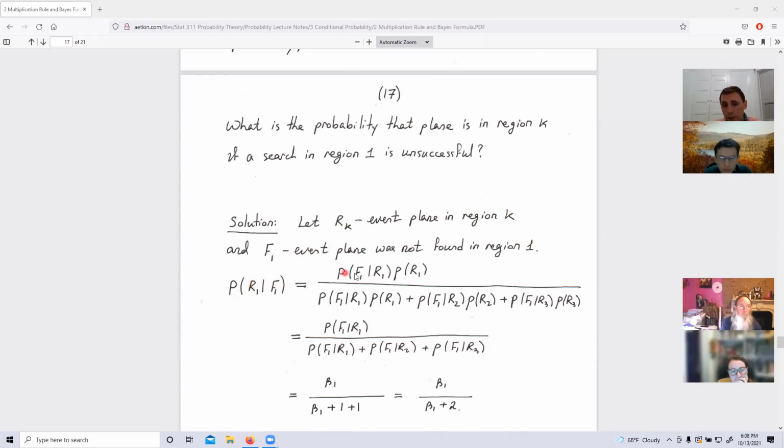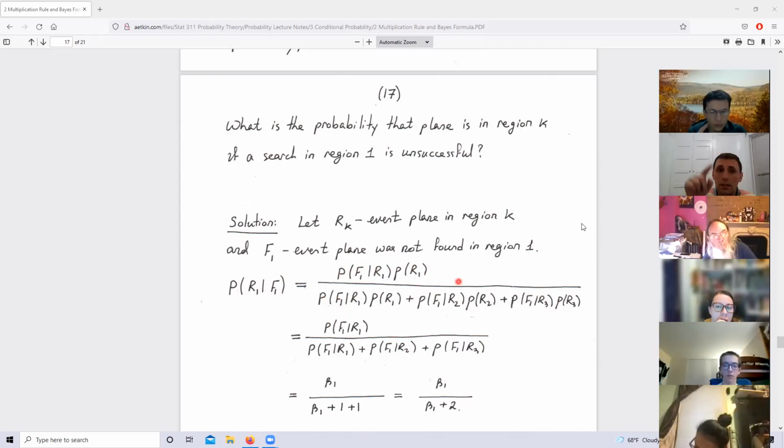So I can recondition it. You see here I recondition it, I just do it fast. I just write it as probability of F1 given R1 times probability of R1. That's how you change this. And then for the probability of F1, I condition based on R1, based on R2, based on R3. Do you understand how I got this formula, guys?